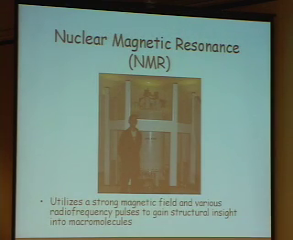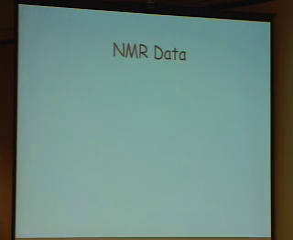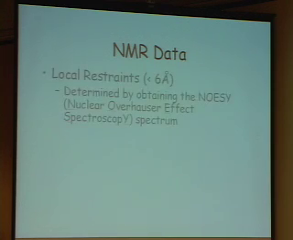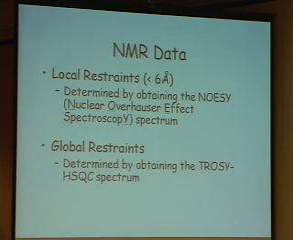The NMR, or nuclear magnetic resonance, utilizes a strong magnetic field and radio frequency pulses to gain structural insight into macromolecules such as RNA. The data that we collected can really be defined in two ways, both local restraints and global restraints. First, let's talk about local restraints, which can really be determined by the NOESY, or nuclear Overhauser effect spectroscopy, spectrum. We'll talk about global restraints a little bit later, which are determined by the heteronuclear experiment, the HSQC spectrum.